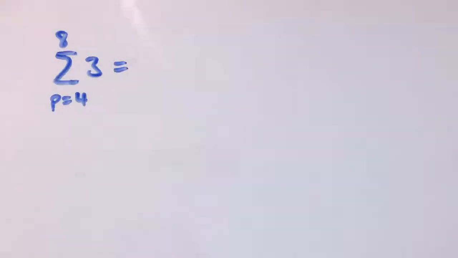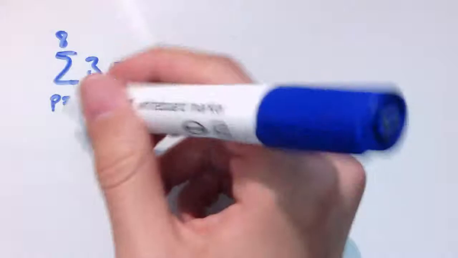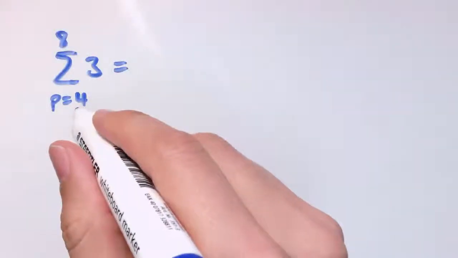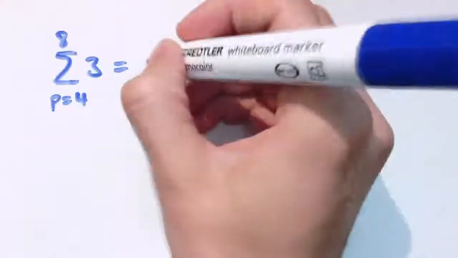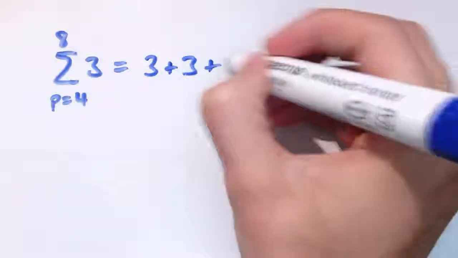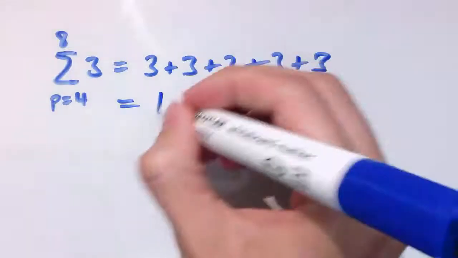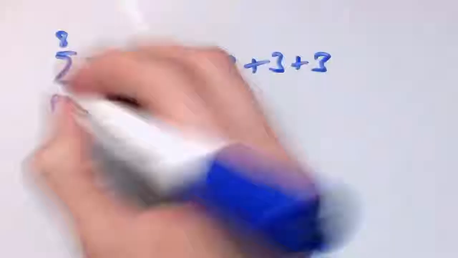And here's one that people sometimes find confusing. If we have the sum from p equals 4 to 8 of 3, what does that mean? Well, this doesn't have any p in it. So when I replace p with 4 here, there's nothing to replace. So I just get 3. When I replace p with 5, there's nothing to replace. So I get another 3. When I replace p with 6, I get another 3. When I replace p with 7, I just get 3. When I replace p with 8, I get 3. It's a constant sequence 3, so this one just evaluates to 15.